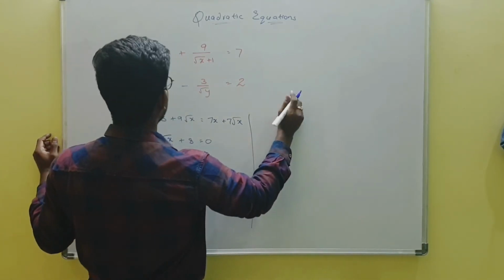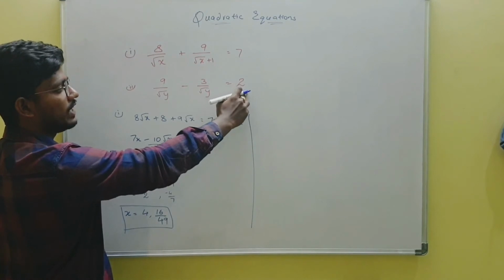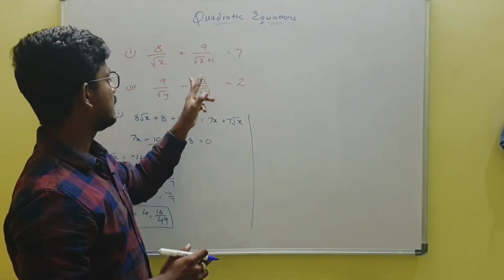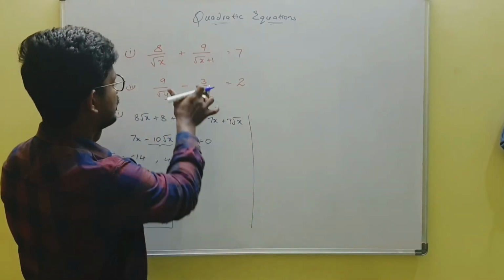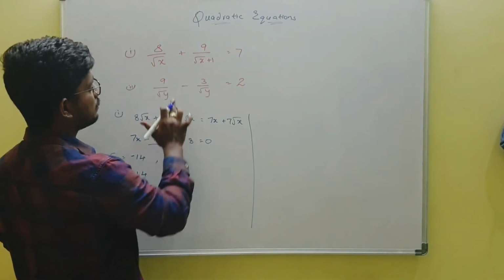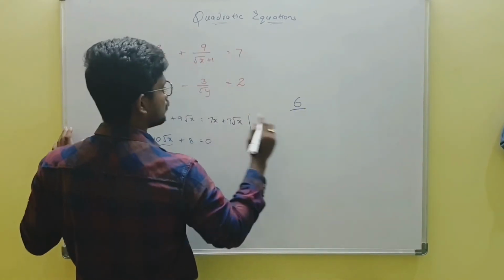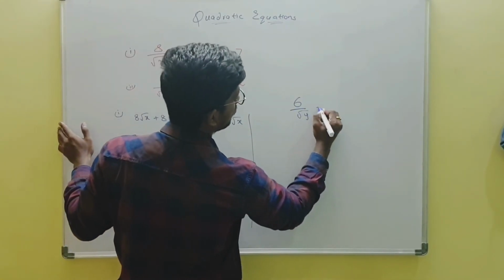Coming to the second equation, 9 by root y minus 3 by root y is equal to 2. Here the denominators are equal, so directly I can take the relationship between the two numerators. So 9 minus 3 is 6, and the denominator is root y, that is equal to 2.